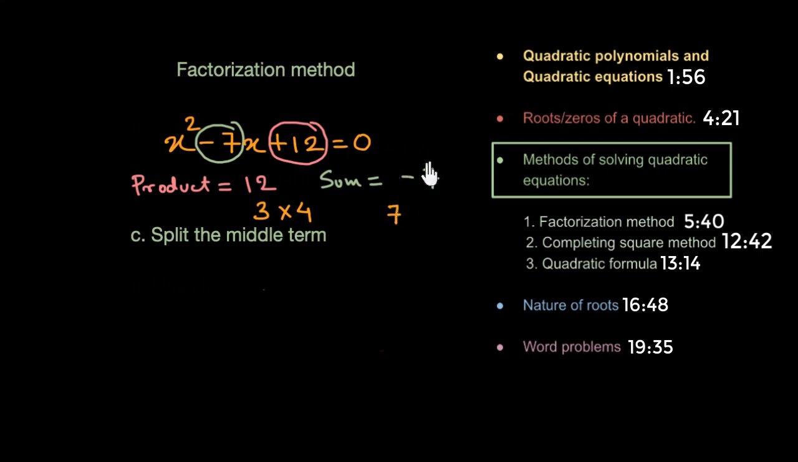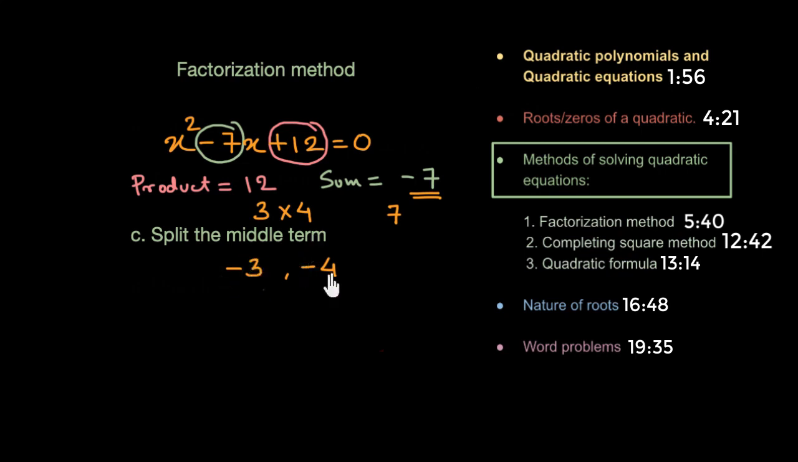But what we need here is negative 7. So instead of 3 and 4, we can take negative 3 and negative 4, because negative 3 times negative 4 is still equal to 12, and negative 3 plus negative 4 would give us a negative 7 as our answer.